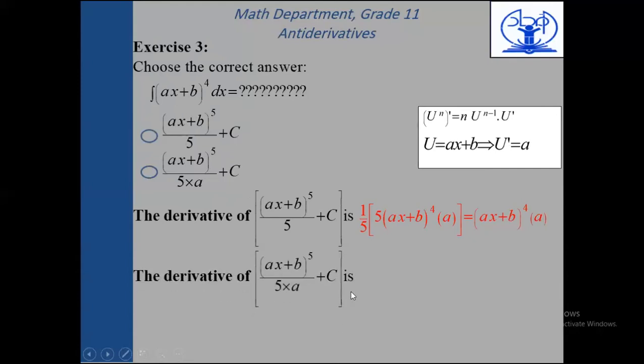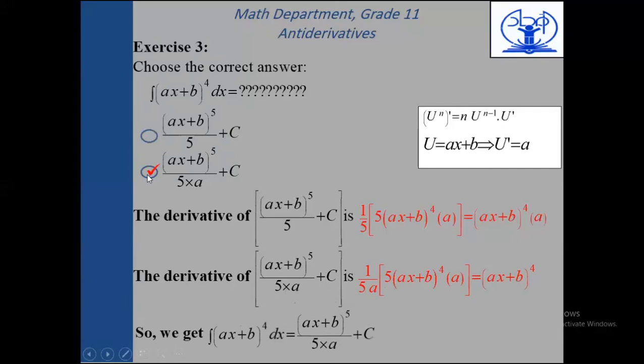Whereas the derivative of the next suggested answer is, you drop this 5, and don't forget here that 1 over 5a is just a constant, keep it outside. The derivative of (ax plus b) all to the 5 is 5 times (ax plus b) all to the 4 times u prime, which is a. Canceling out these two a's, and also the 5's will cancel out, you will be left with (ax plus b) all to the 4, which is exactly the quantity inside the integral. So this is the correct answer.